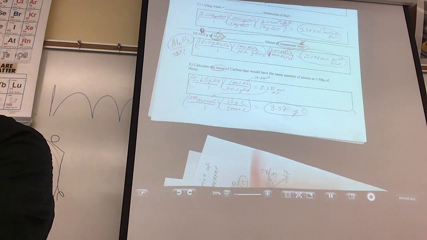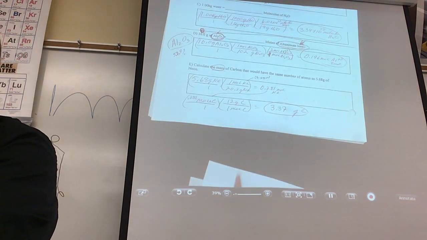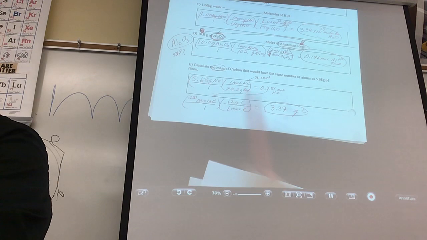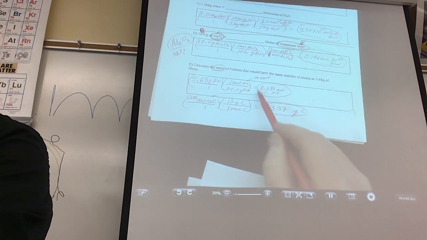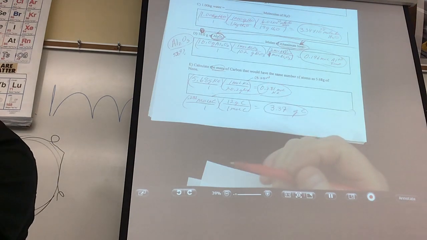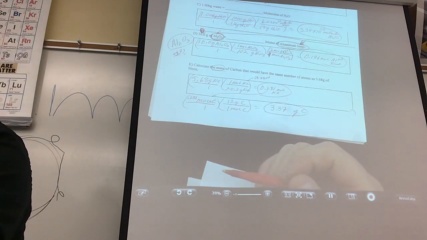Okay, then the last one. Some of you were so close, and I don't know how you missed it, but we know that you change grams into moles, and we had this many moles. Now, you know what you could have done? What if you didn't want to change it to moles? What else could you change it to? And most of you changed it to something else. What did you do?